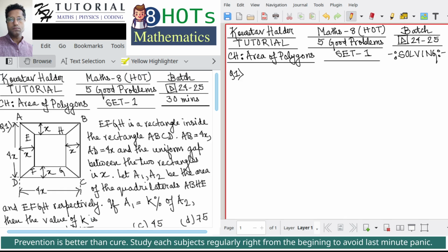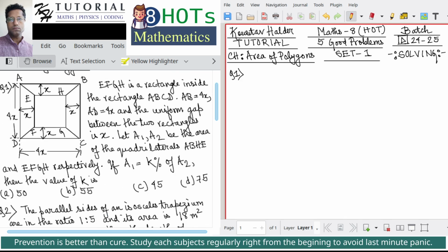Okay, so basically we have to find what percentage is the area A1 of A2. If we can find that, then we have found k. Okay, let's do it step by step. So basically we have to find ultimately A1 and A2. What is A1? A1 is the area of quadrilaterals ABHE. Now I will not draw the diagram. I will simply write the steps of the solution, referring to the diagram from the problem PDF.